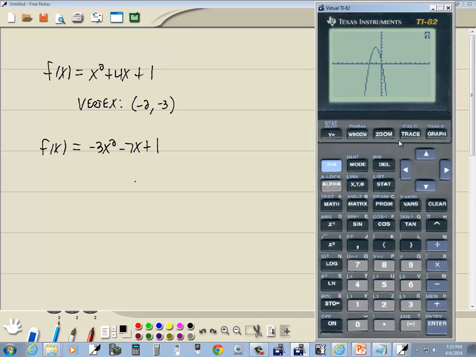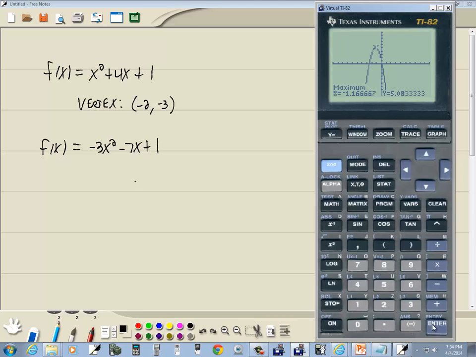Now I'm going to do second trace, and we're going to choose maximum, so I'll press the 4 that's in front of it. Now it asks us for lower bound. I want to do a left arrow key, move my cursor over to the left of where my vertex is. The vertex is right here, and I just moved it to the left of it, so now press enter one time. Now it asks us for upper bound, so I'll do my right arrow key and move it to the right of where my vertex is. That's good right there. Press enter, and then we'll press enter on the guess.